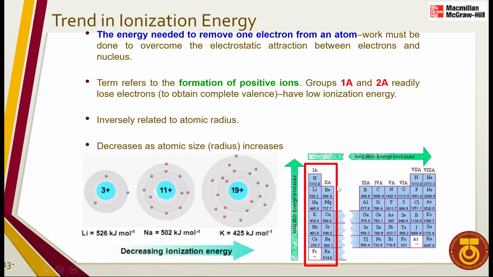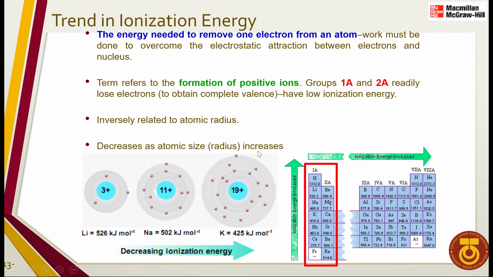So if you want to remove an electron from this atom, left is easier, but right is more difficult. Bottom is easier, top is more difficult. That's why the energy increases, because in order to remove an electron from an atom, work must be done. Work must be done in order to overcome the electrostatic attraction between the electrons and the nucleus.